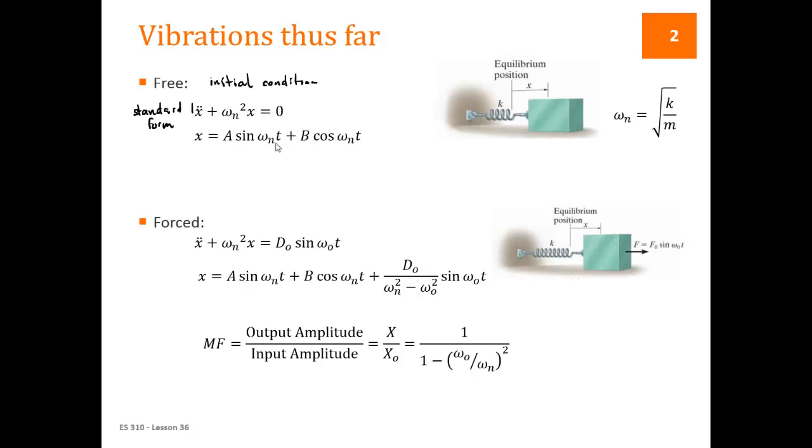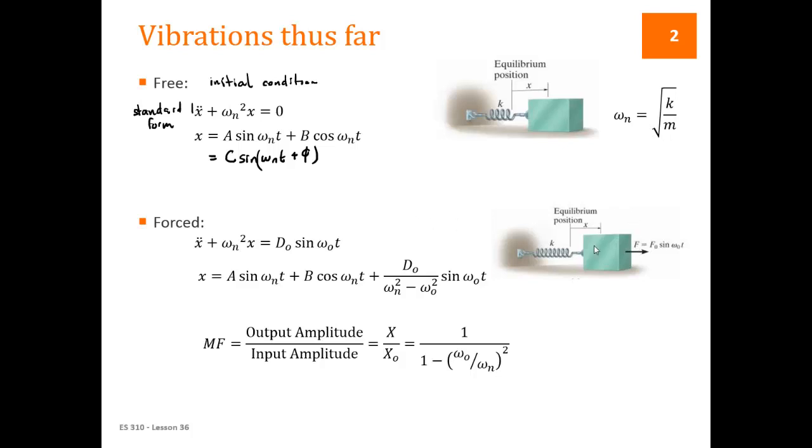The solution of this is that x is equal to A sine omega n t plus B cosine omega n t, or it could also be written as C sine of omega n t plus phi. For the special case where we have a block sitting on a single spring, omega n is equal to the square root of k over m.